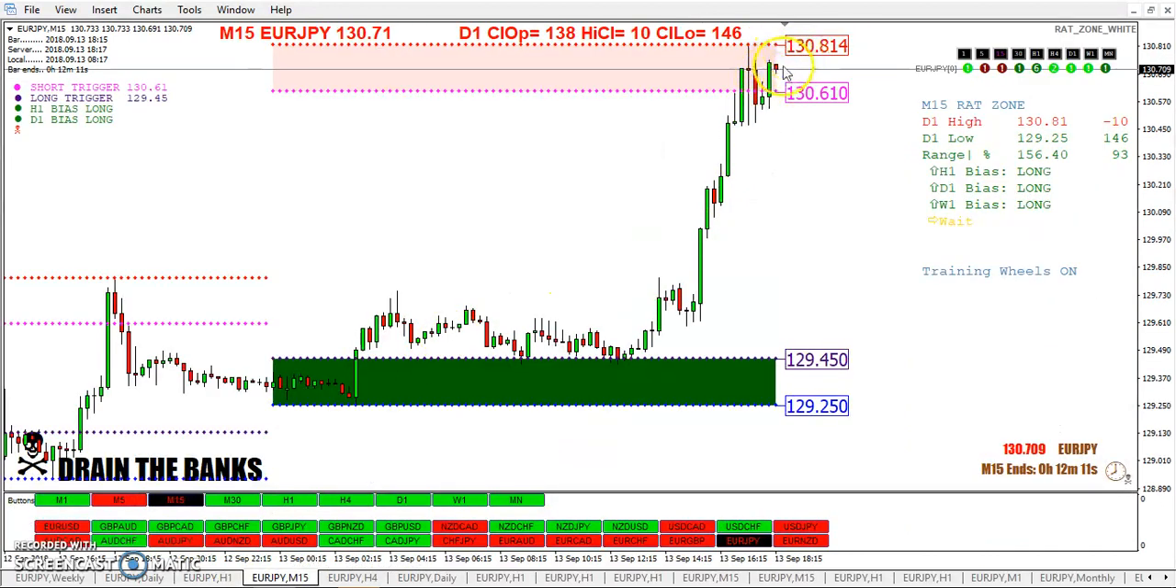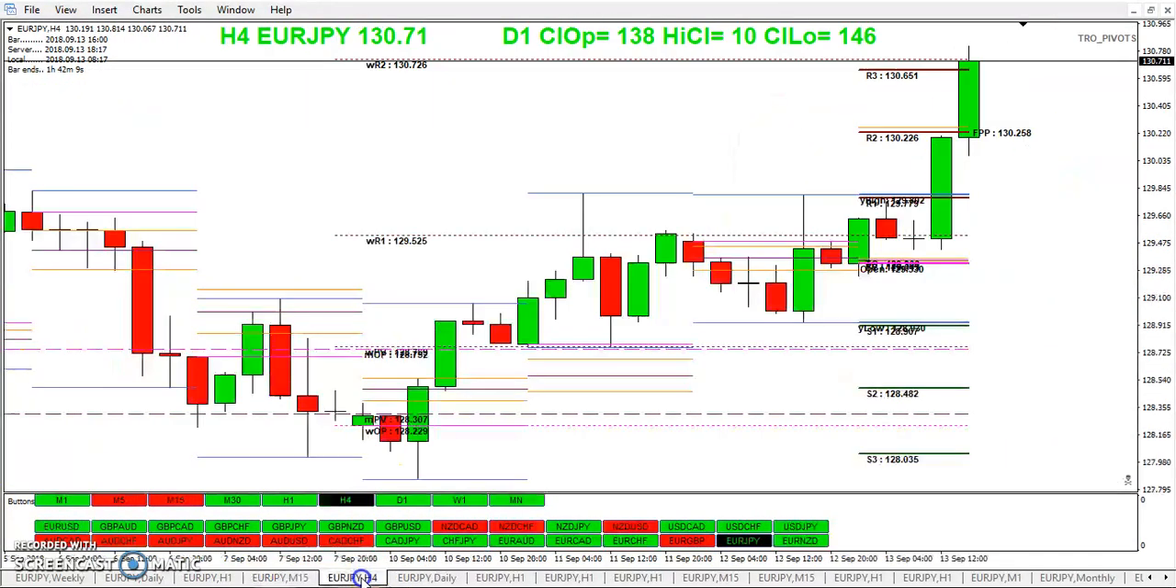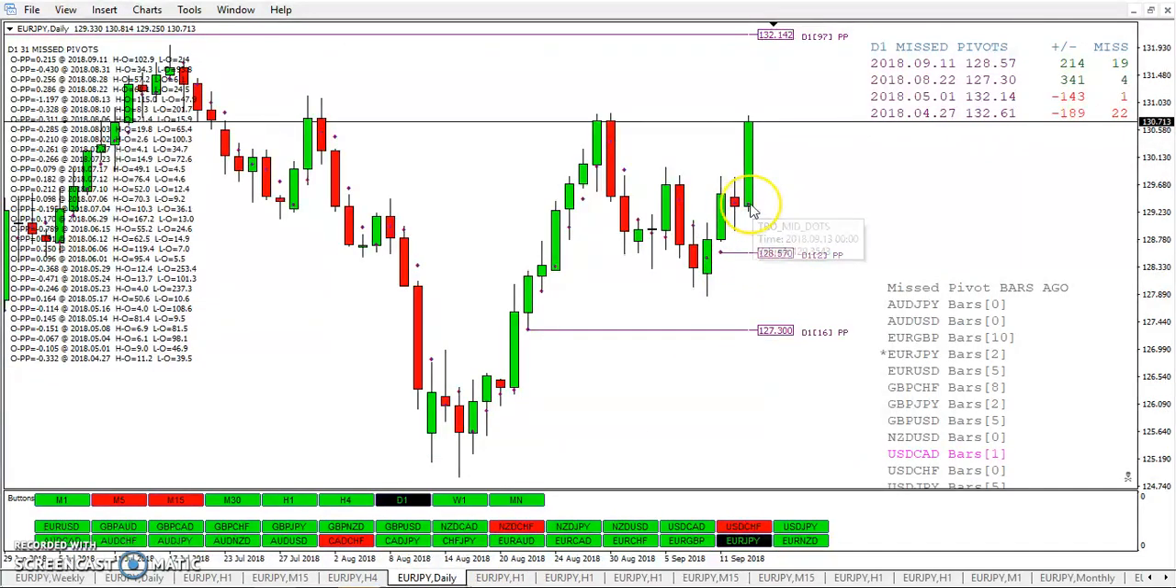Rat zone, prepare for a short. And the pivot, I believe we took out the pivot. I'll have to look at the next chart. Yes, we took out the pivot. You still have 2 missed pivots right here. Who knows, it might take out this missed pivot, the one from May.